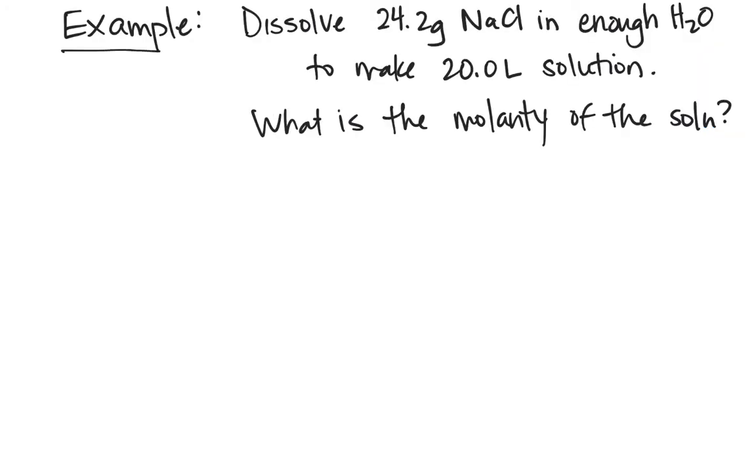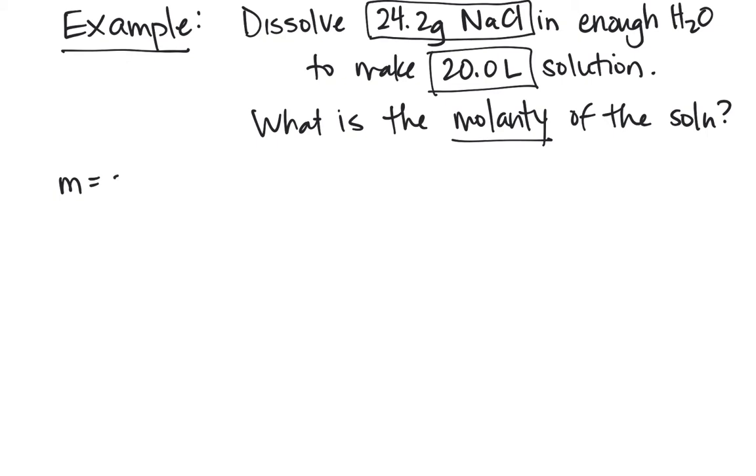So let's do an example here. We are going to dissolve 24.2 grams of sodium chloride in enough water to make a 20-liter solution. And we want to know, what is the molarity of the solution? Okay, so let's first write out what we know. We know that the mass of NaCl is 24.2 grams. And we know that the volume of the solution that we're making is 20.0 liters. And we want to know, what is the molarity of the solution?